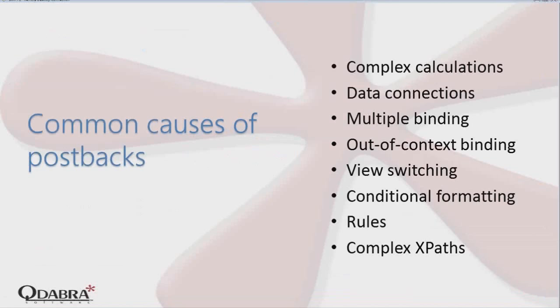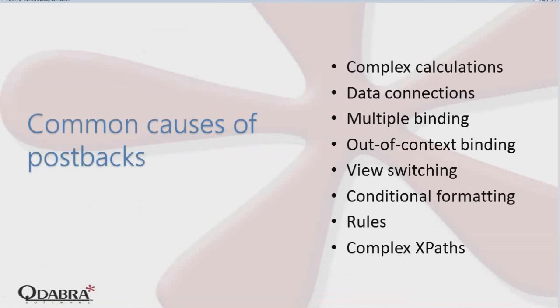So yeah, out of context binding, this happens when you're placing a control that doesn't belong to that group in the source tree. So for example, I have a repeating table with field 1 and field 2, and then I added a new column, field 3, which doesn't actually belong to that repeating group, so that might cause postback as well.